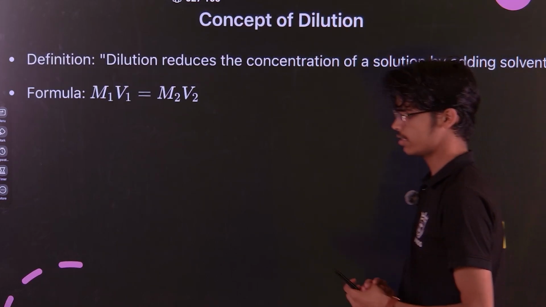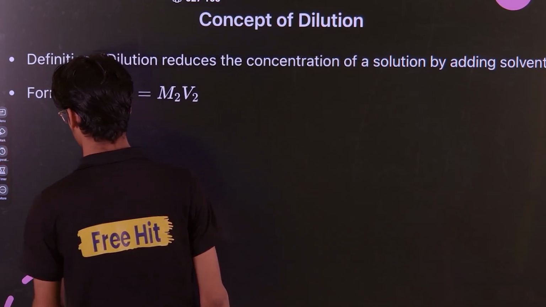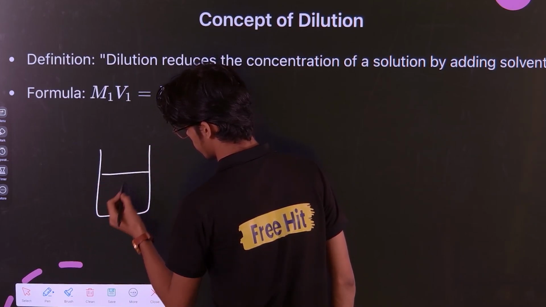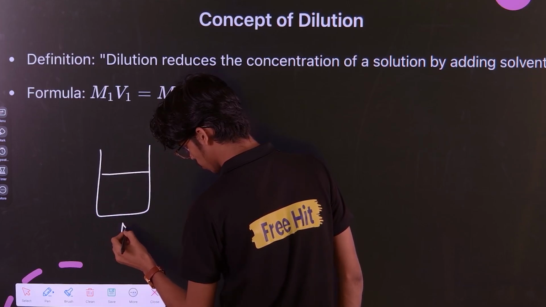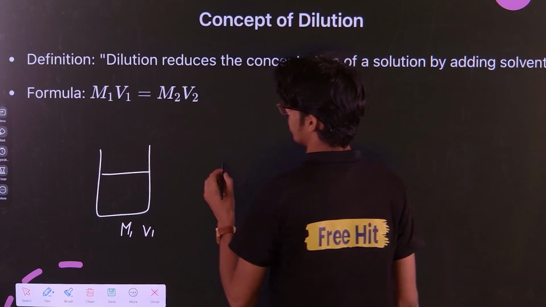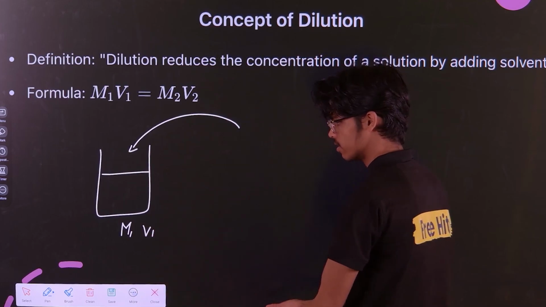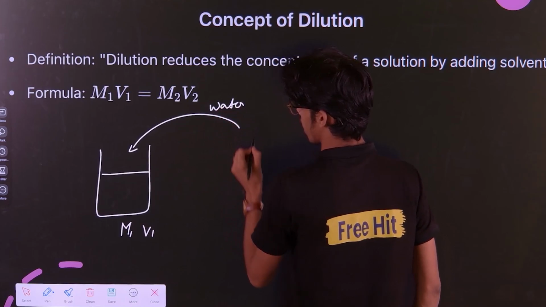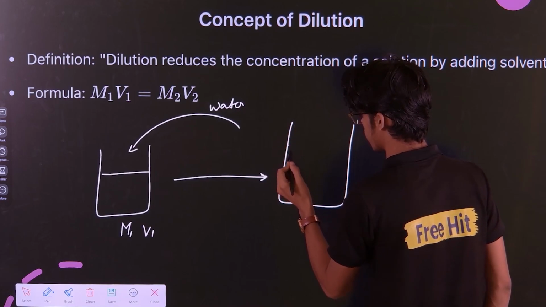Now see, there is a concept of dilution. We have some kind of solution. Suppose in a bucket we have this solution, and the solution in this bucket has a molarity of M1 and a volume of V1. But what I did, we added some water into it, or whatever the solvent is. Suppose the solvent is water, so I added more water. So what will happen? The volume of the solution will increase, right?